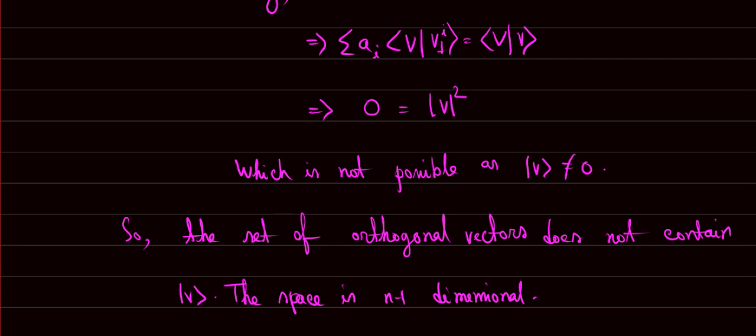So as we cannot express a vector with a linear combination of all orthogonal vectors, we can show that the orthogonal vectors to any vector form a subspace of n-1 dimension. So this was our content on subspaces.